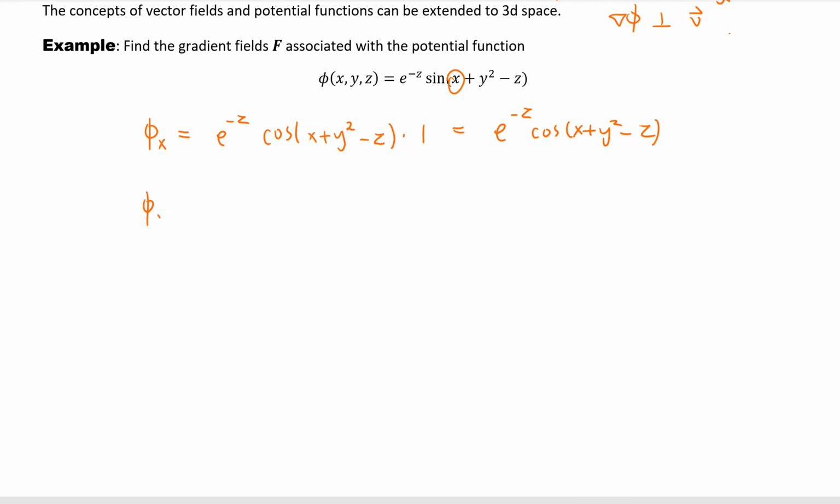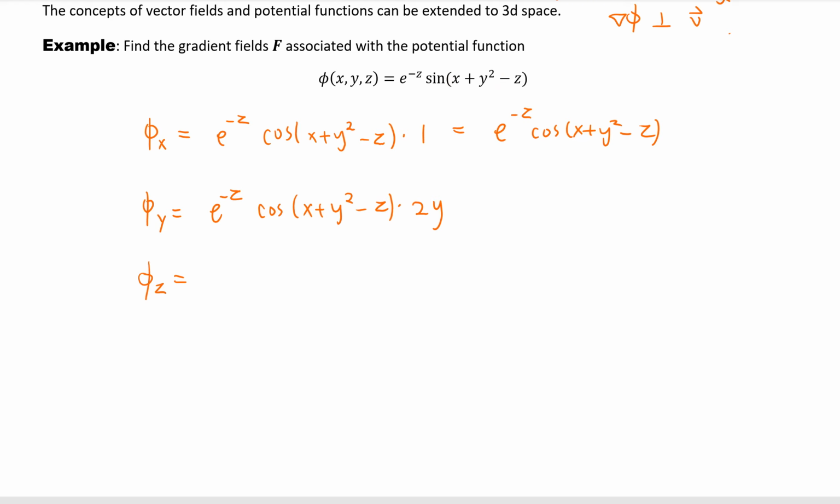And then phi y, e to the minus z stays there. Derivative of sine is cosine. But chain rule, y squared derivative is 2y. So far so good, everybody.